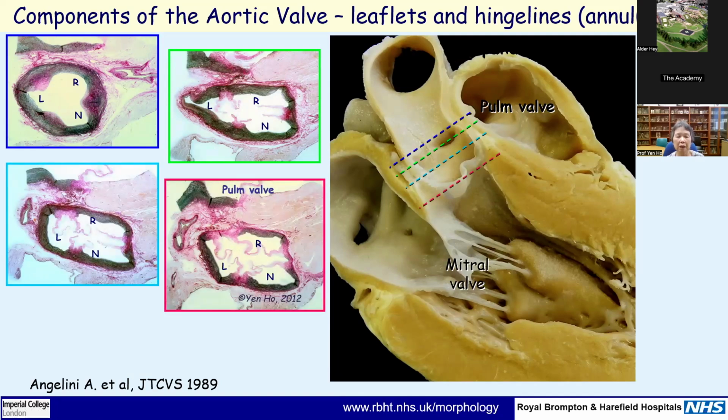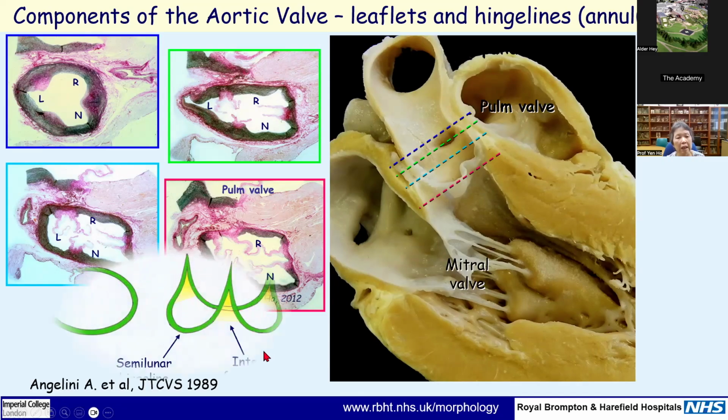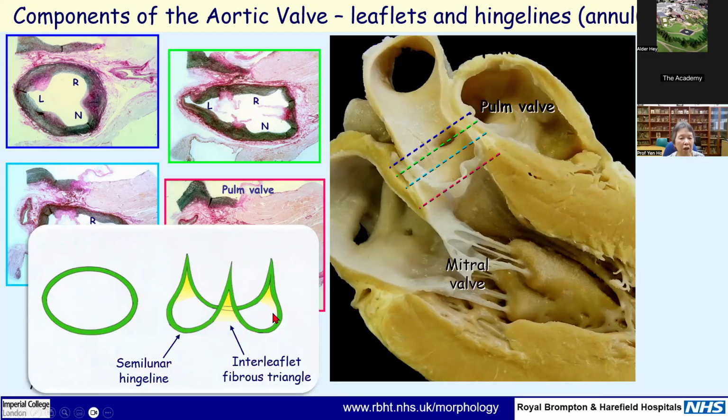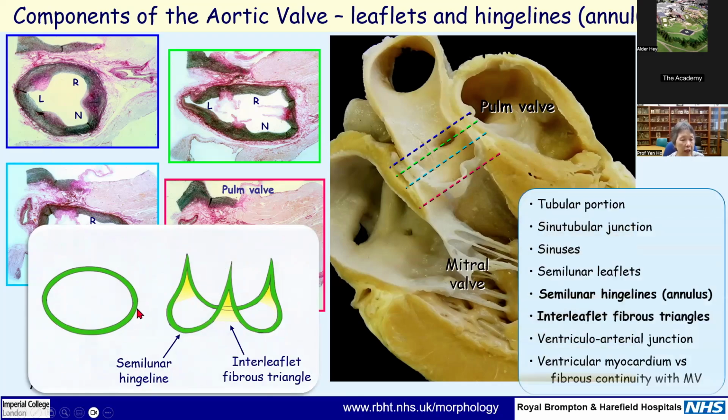And finally, we're in this situation where we have opening up between the leaflets fibrous tissue compared to elastic tissue, which is darker stained, fibrous tissue more reddish rather than darkish staining. And these are, of course, the interleaflet fibrous triangles. And we have not a circular hinge line or annulus, because a circle would not give you that sort of movement of the valve when it opens and closes. So we have semilunar hinge lines, and in between them, we have the interleaflet fibrous triangles.